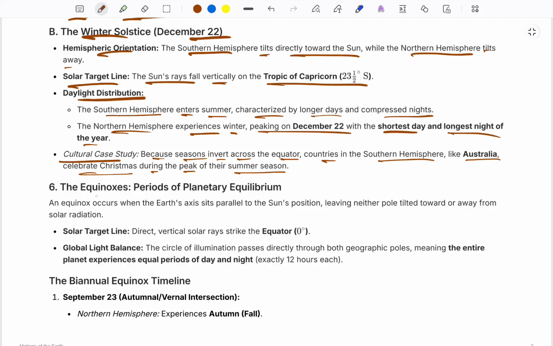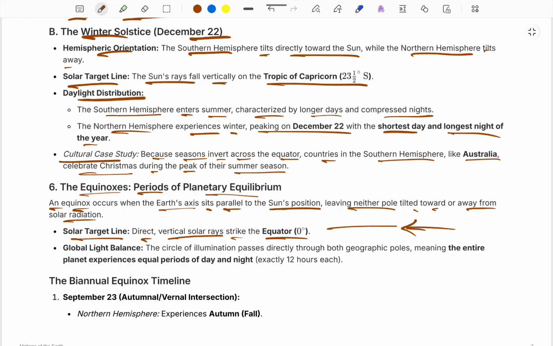Next, we have to understand the equinoxes, periods of planetary equilibrium. An equinox occurs when the Earth's axis sits parallel with the Sun's position, leaving neither pole tilted toward or away from solar radiation. Solar target line: direct vertical solar rays strike the equator. So there's the equator, and vertical solar rays strike it.